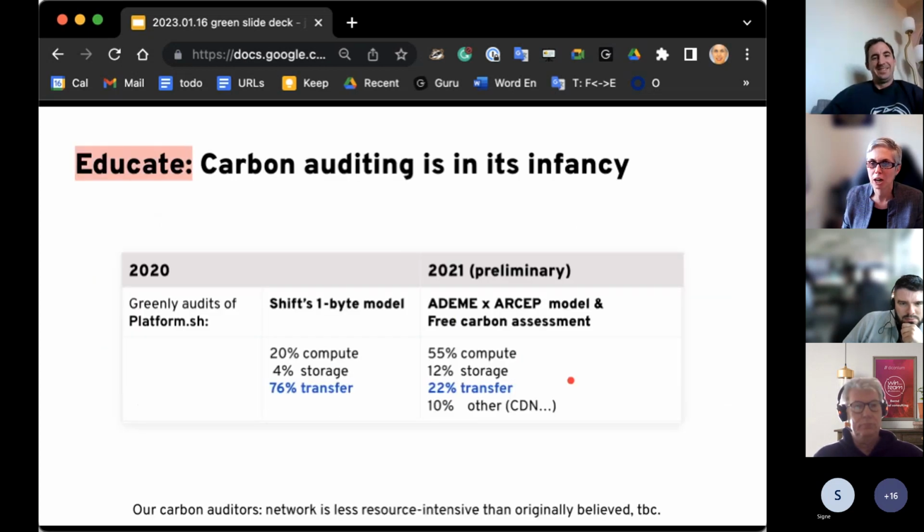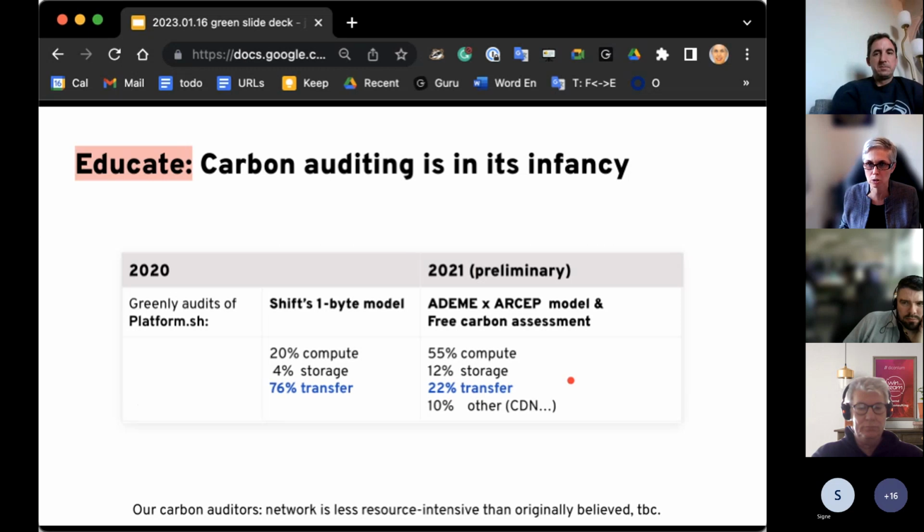Okay, so to give you an overview of this change that I'm talking about with respect to the network. Initially in 2020, our audits showed that the network or transfer was 3/4 of our carbon emissions due to electricity use. And then when we changed models, our carbon emissions dropped substantially because we were perfecting the model. This is not greenwashing. This is just understanding really how much electricity is being used. And now we understand that transfer is closer to 22%.